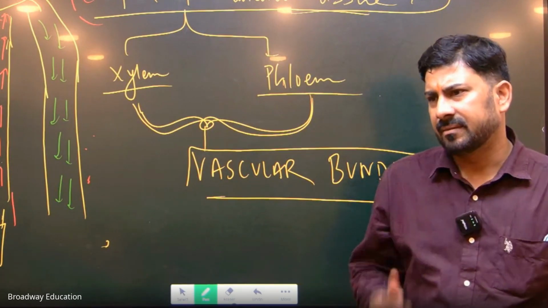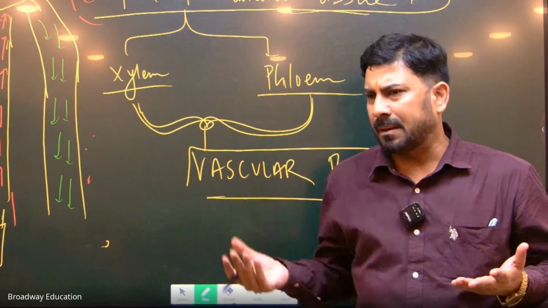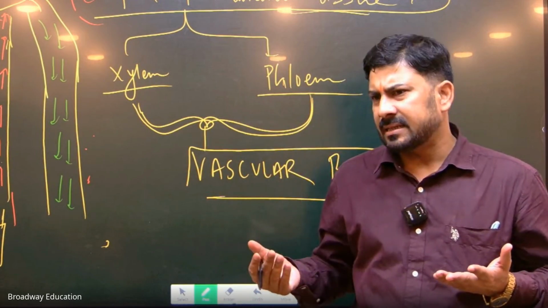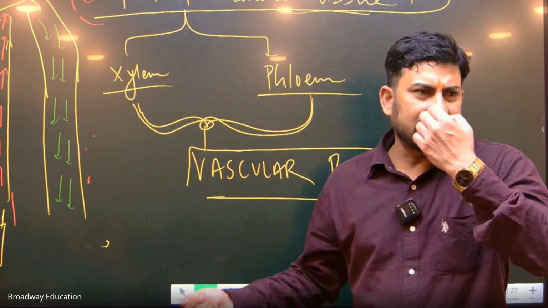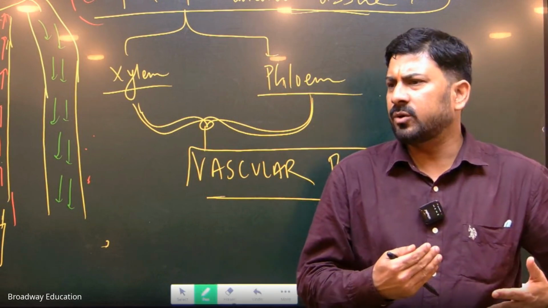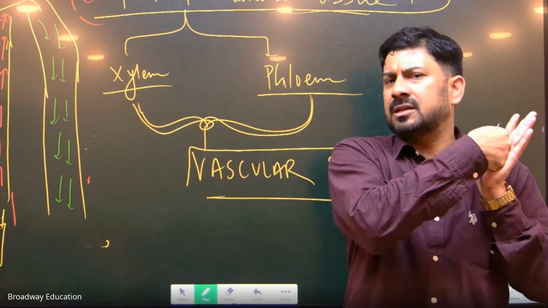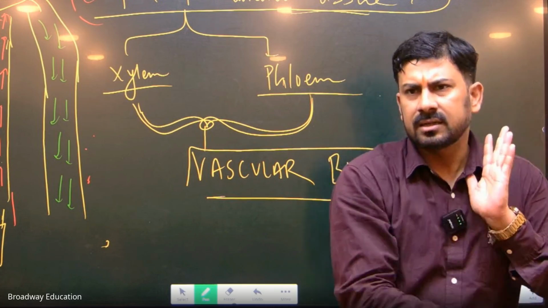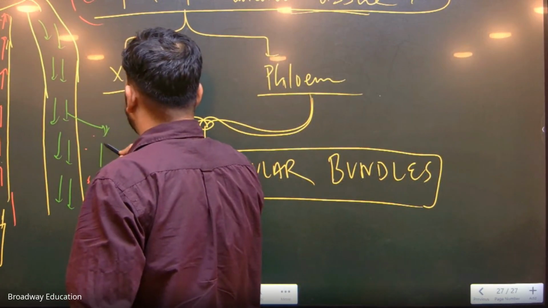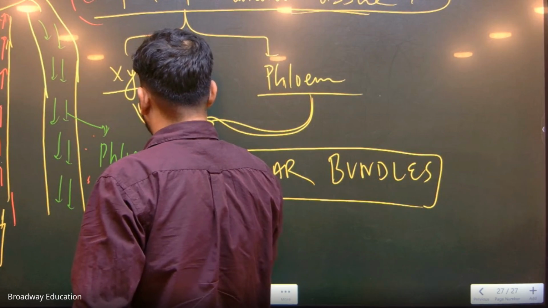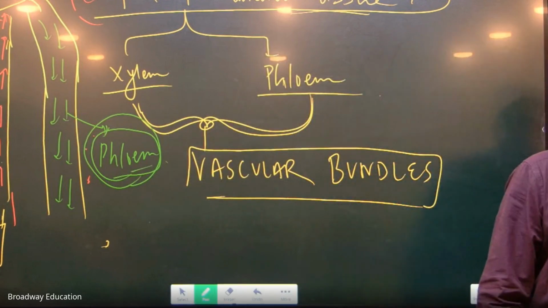Bidirectional communication. One side, water and minerals are reaching the leaves. Leaves are performing photosynthesis, manufacturing starch. At the same time, the other vessels are carrying the starch that has been prepared in the leaves to different parts of the plant. So this work is done by which vessel? Phloem. Is this part clear with everyone, friends?